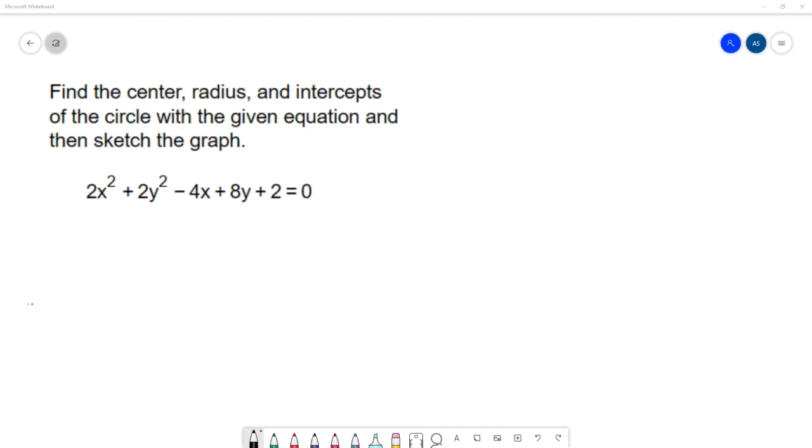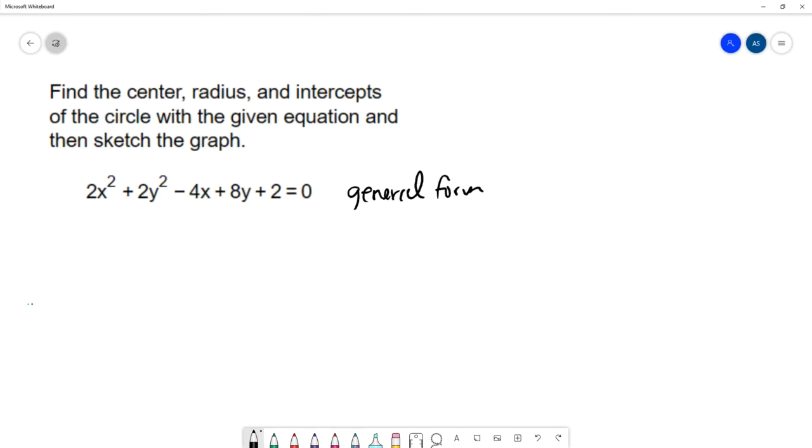So in this example, we want to find the center, radius, and intercepts of this circle. And we also want to sketch the graph of the circle. The equation we're working with is 2x squared plus 2y squared minus 4x plus 8y plus 2 equals 0. So this is the equation of the circle, and it's in general form.